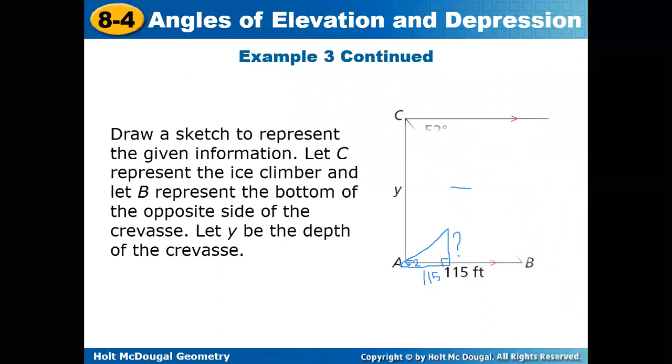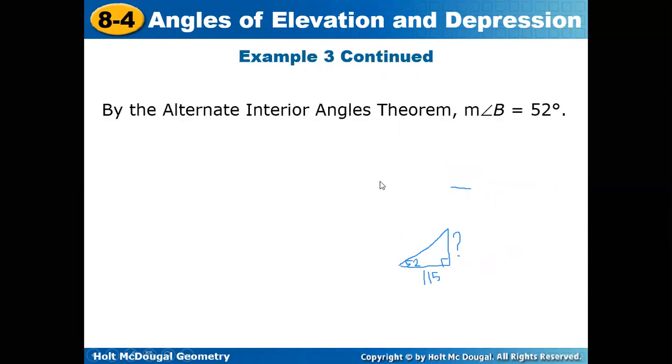Drawing the sketch, we said it will be like this: a right triangle, and this is the angle of depression, so please write 52 here, okay? Because we said yesterday that the horizontal lines are parallel. So this angle, 52, equals the measure of angle B, which is also 52, and this leg is 115, and I ask you in this question about AC, okay?